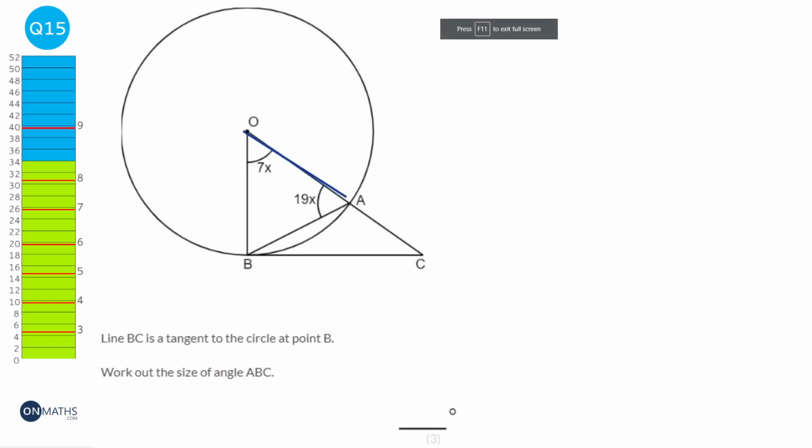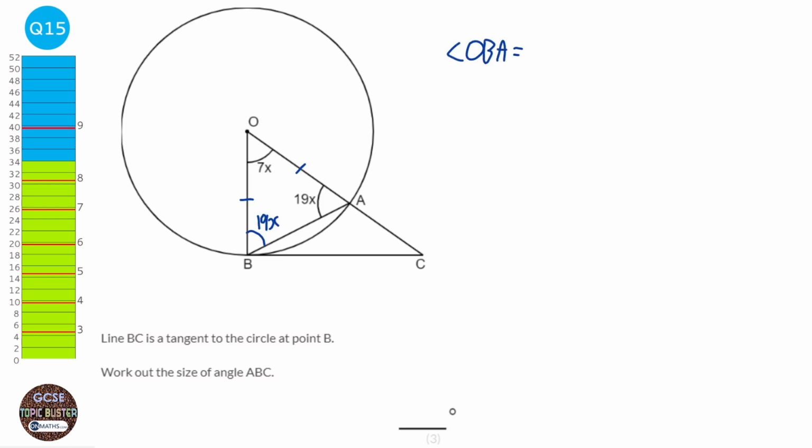First thing to notice is we actually have 2 radii here. So we've got this radius here and this radius here, and all radii are always equal in length. So we have an isosceles triangle here. So this angle here is going to be 19x as well. And we've got to write that down. So we're going to say angle OBA is equal to 19x, and the reason is it's an isosceles triangle.